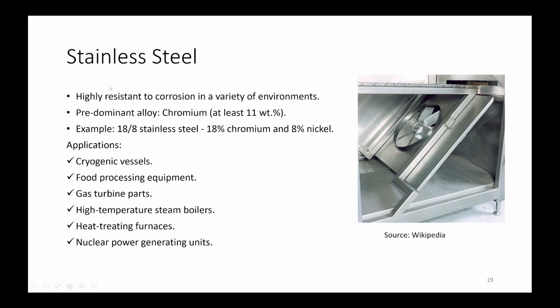Now stainless steel, so as the name suggests, it is stainless, it doesn't rust. So it is highly resistant to corrosion in a variety of environments. Depending on the environment in which we will be applying our steel, we add alloying elements accordingly. The predominant alloy is chromium, which is at least 11 weight%. An example is 18-8 stainless steel, in which 18% will be chromium and 8% will be nickel.